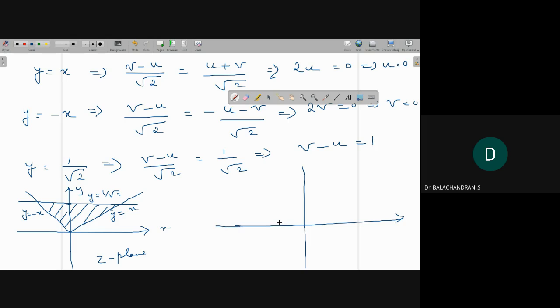So this is U, this is V, this is the W plane. y equal to x is mapped into u equal to 0. This is u equal to 0, that is the V axis. Next, y equal to minus x is mapped into v equal to 0.